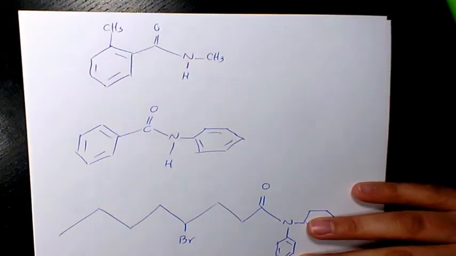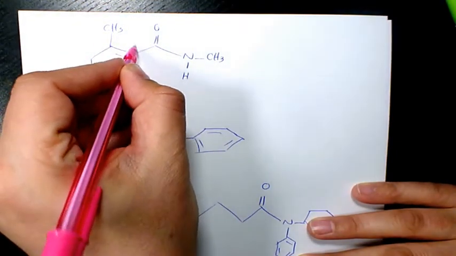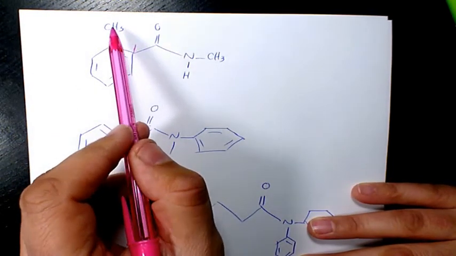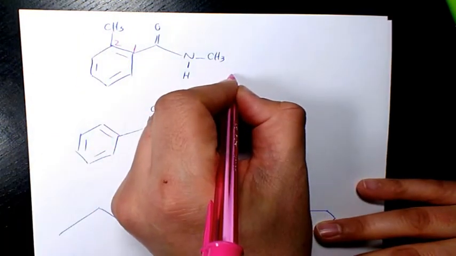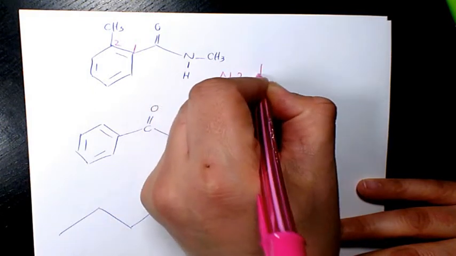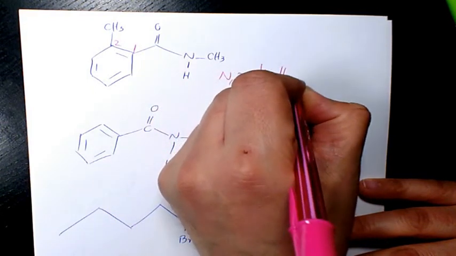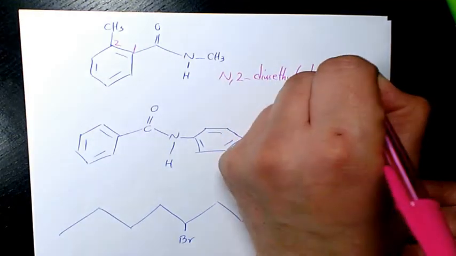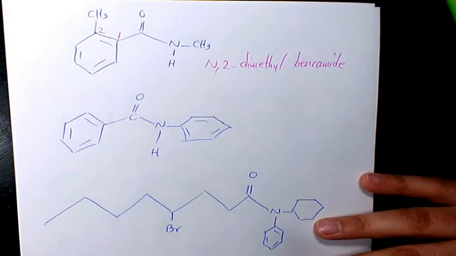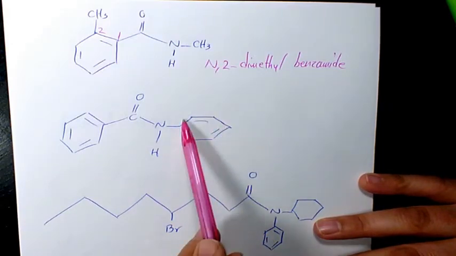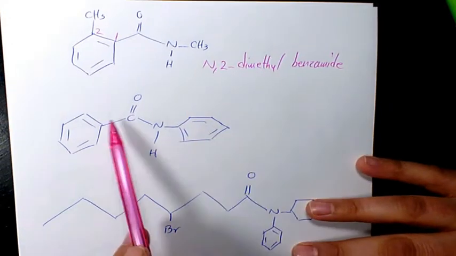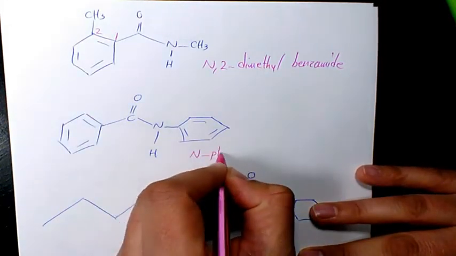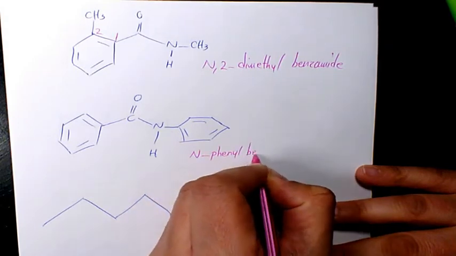How do you name this one? We need to number this 1 and 2. Here we have 1-methyl. Here we have another methyl. So we can call it N and 2 dimethyl benzamide. Next one. One of the hydrogen is substituted with phenyl group, and here we have benzene ring. So we can call it as N-phenyl benzamide.